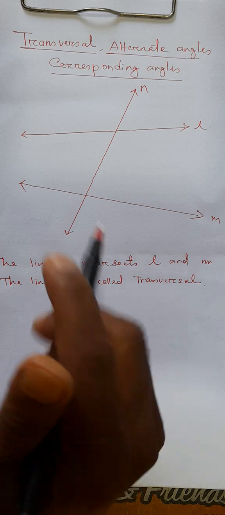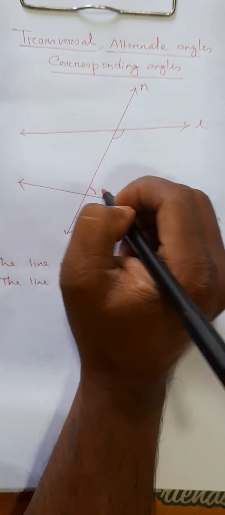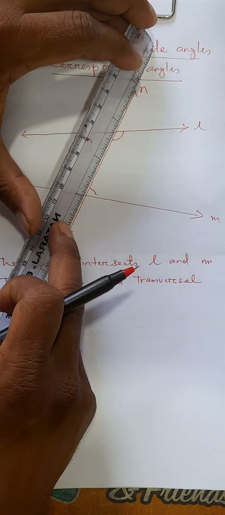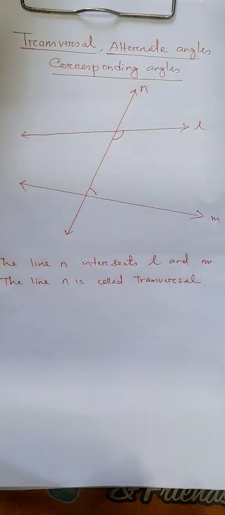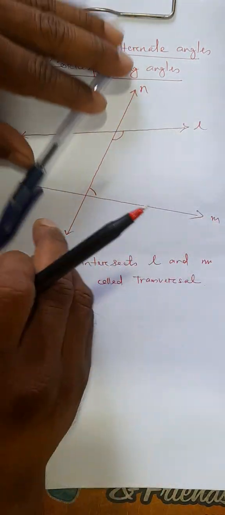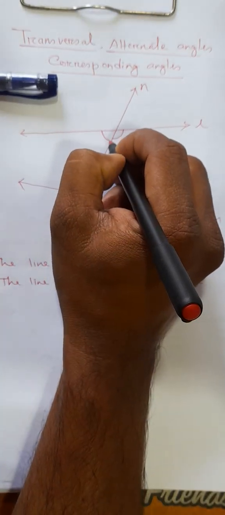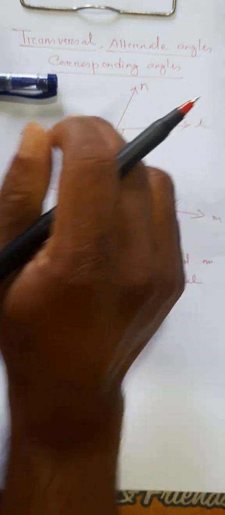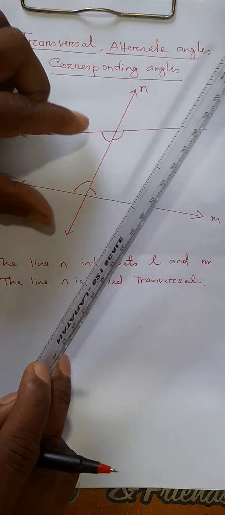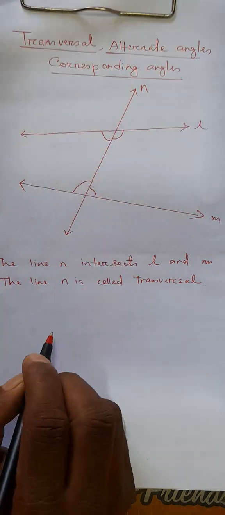Now you see we got a pair of angles here. These angles are on the same side of the transversal and in between the lines, so they are called interior angles. Similarly, this angle and this angle are also on the same side of the transversal, on the left side and in between the lines, not outside the lines. They are also called interior angles.